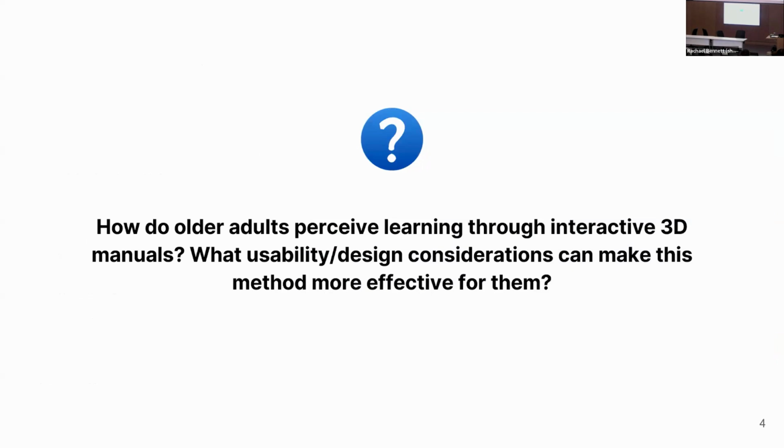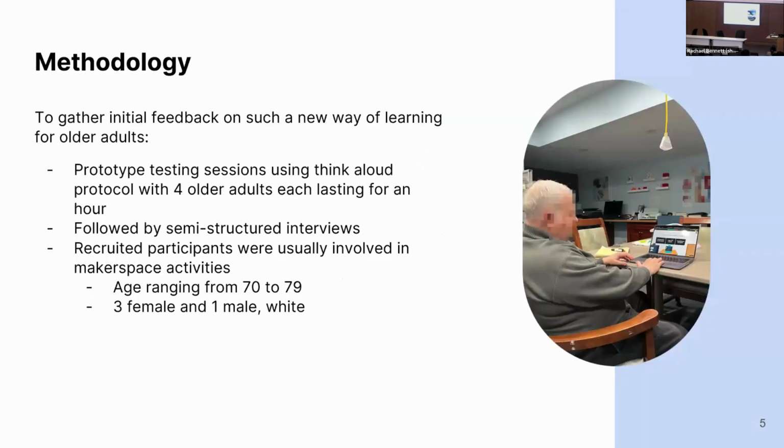After this, our focus was to answer our question: how do older adults perceive learning through the interactive 3D manuals? And what kind of usability and design considerations can make this method more efficient for them? To answer this question and gather initial feedback on such a new way of learning for older adults, we conducted prototype testing sessions with four older adults, and each of those sessions was followed by semi-structured interviews. All of our recruited participants were usually involved in Makerspace activities, and their age ranged from 70 to 79.